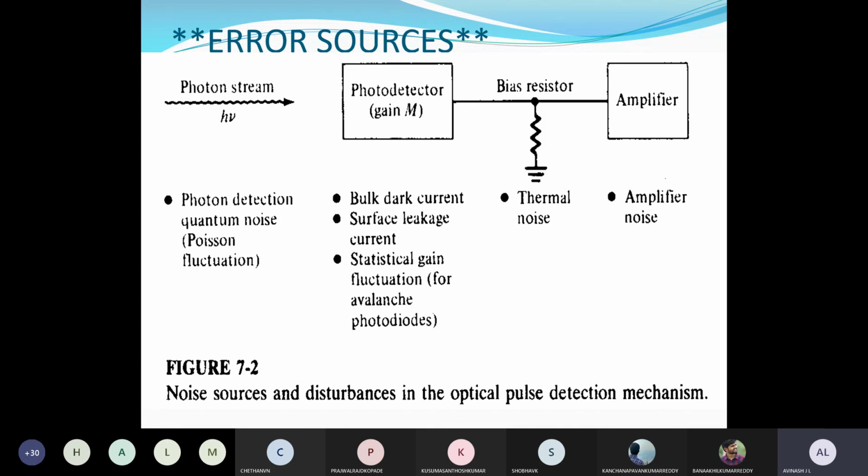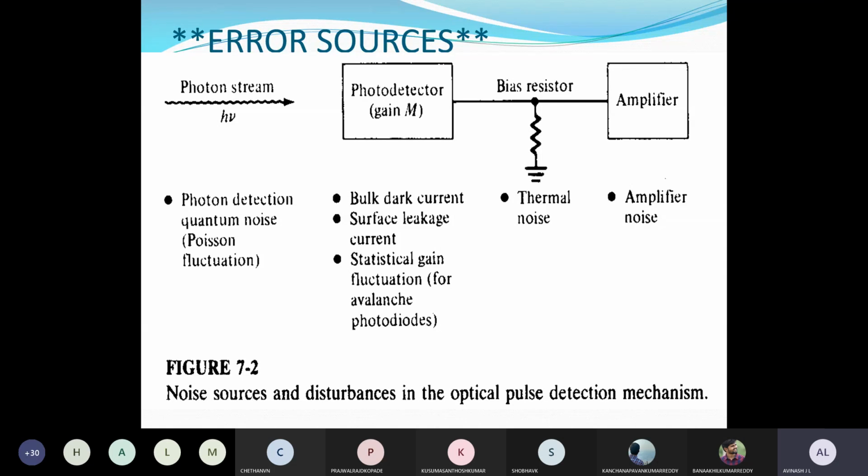Okay, now once it goes to the photodetector, what are the different kinds of noise which may occur? They are bulk dark current, surface leakage current, and statistical gain fluctuation. This statistical gain fluctuation is going to happen if you are using avalanche photodiodes. If you are not using an avalanche photodiode, it is not going to happen. That is for sure, which is why it is given very specifically for avalanche photodiodes.